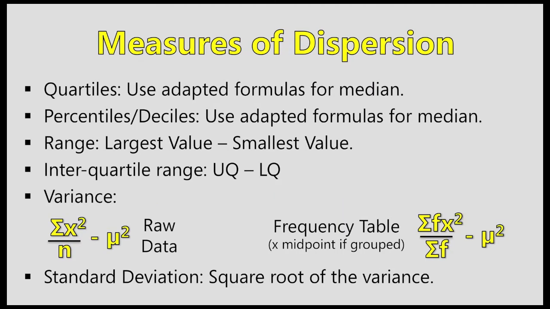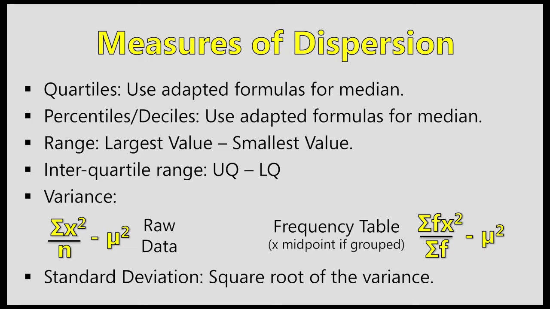Measures of dispersion, like quartiles, you just adapt the formulas from the median formulas. So for the lower quartile, you divide by 4 instead of 2, and for the upper quartile, you times it by 3 and divide it by 4. It's that simple. Percentiles and deciles use adapted formulas from the median. They're the same thing, really, kind of.